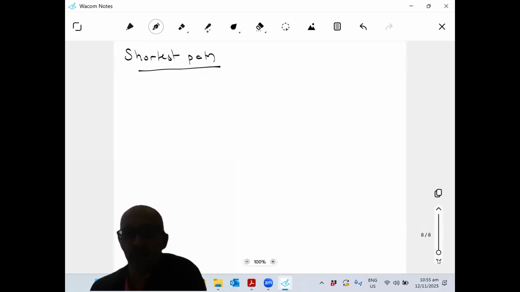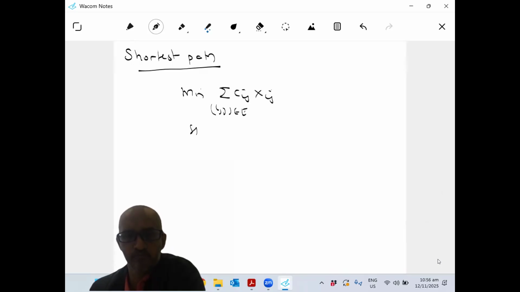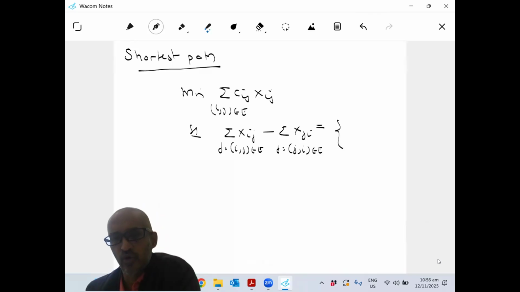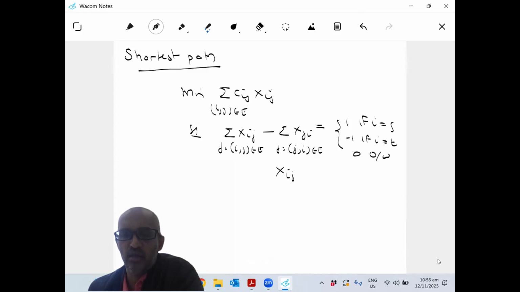So remember what shortest path problems are. We're trying to minimize the summation of Cij Xij. So it's a shortest path problem where you've got inflow and outflow, so again this is flow conservation: 1 if you're the source node, -1 if you're a sink node, 0 otherwise, where Xij is non-negative for every ij in E.